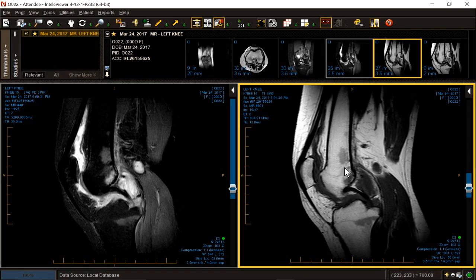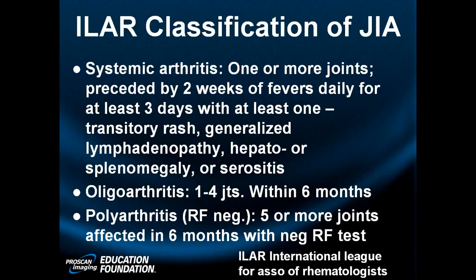So let's talk about arthritis for a moment, because we are going to have a lot of opportunity to do so again when we get into the hand and foot. Probably the most well-known classification for JIA, which is a lot more common than we once thought and is a very important cause of knee pain when you have no major internal derangement, is systemic arthritis, where you have one or more joints preceded by 2 weeks of fevers daily for at least 3 days of at least one. And they may have a transitory rash, generalized lymphadenopathy, hepato or splenomegaly, or serositis.